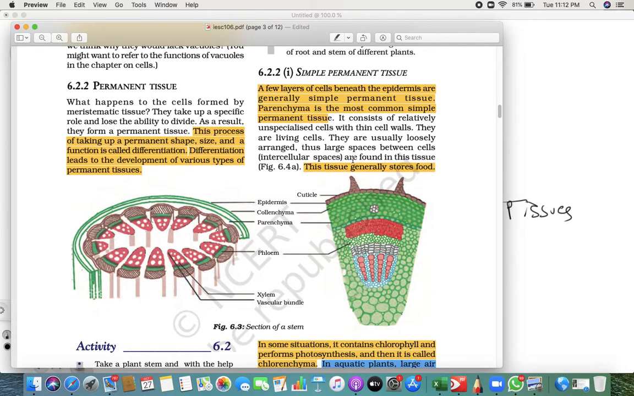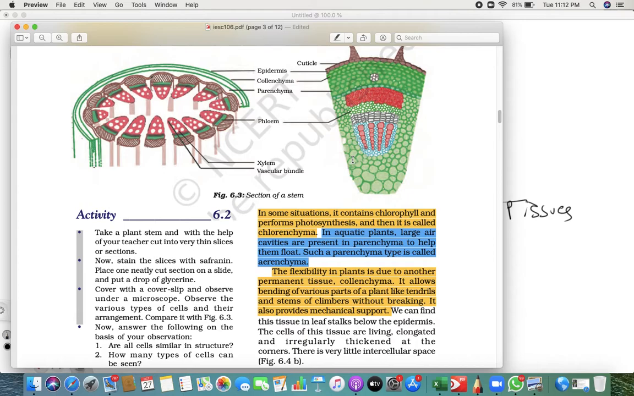So the first thing we saw was parenchyma. The second thing we saw was chlorenchyma. Chlorenchyma is the one which contains chlorophyll. The cells which contain chlorophyll perform the photosynthesis process. With the help of that they produce food, right? So which cell? Chlorenchyma, right? Chlorenchyma cells have chlorophyll and perform photosynthesis.